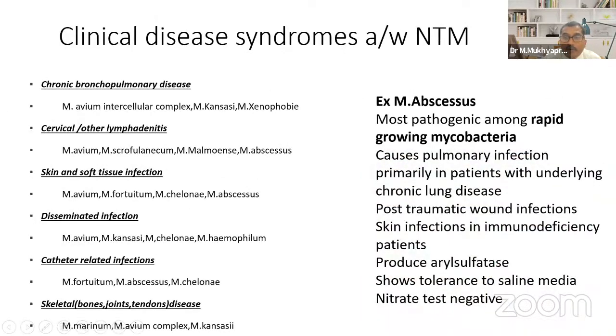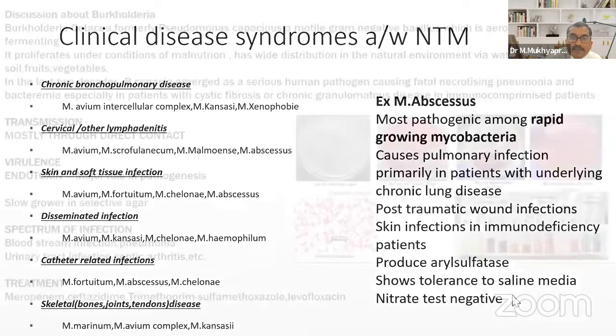Again, this is what I told. Our organism was Mycobacterium abscessus. It's the most pathogenic among rapidly growing bacteria. It can cause pulmonary infection, post-traumatic wound infection. It is from the water. We don't know whether he went and had a bath outside or something, because he was better at that time. It has tolerance to saline medium, and the nitrate test is negative.